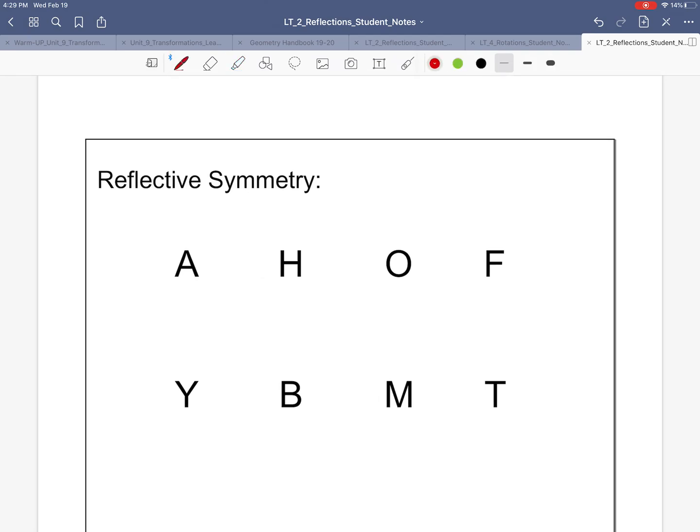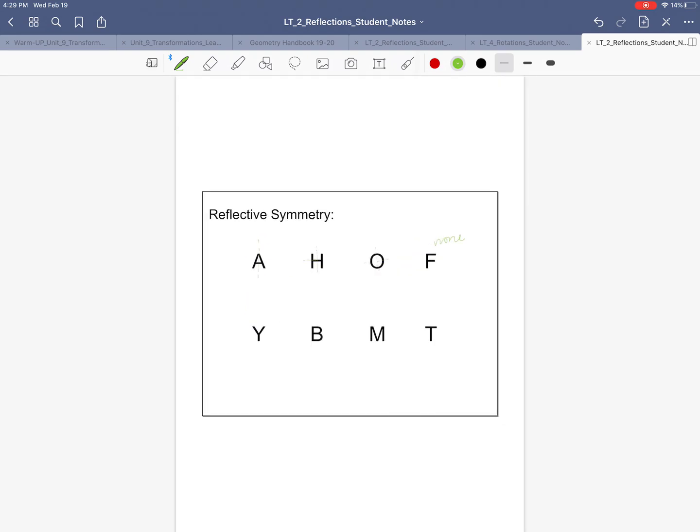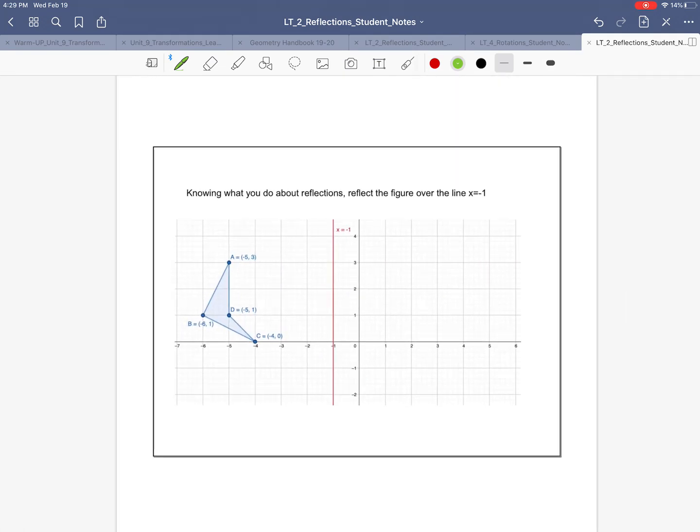Now we're going to talk about reflective symmetry, which I think all of you guys have seen before. Really quick, just to refresh your brain. Reflective symmetry. We can draw these lines where if we folded along these lines, the picture would fit perfectly on top of one another, and F has none. So see if you guys can fill out the rest. I'm not going to show you because it's pretty easy.